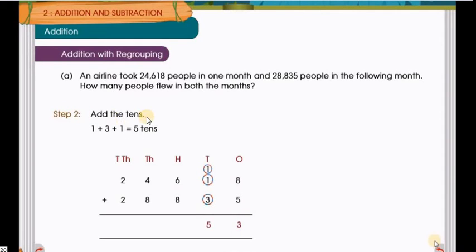Second step, add the tens. See here 1 plus 1 plus 3. How much are you getting? 5. So this is the second step.